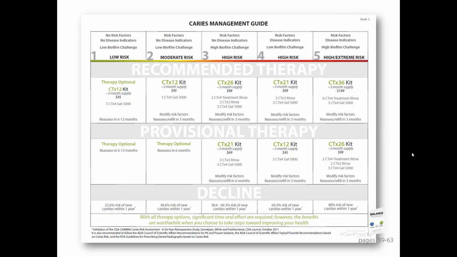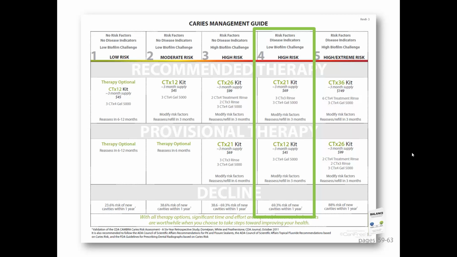Great, so now let's talk about where to go after we've determined our patient's risk category. Our sample patient was diagnosed high risk category 4. So all you need to do is find the corresponding treatment column on your Caries management guide. Each column contains all of the information you will need to complete the process and make a therapy recommendation.